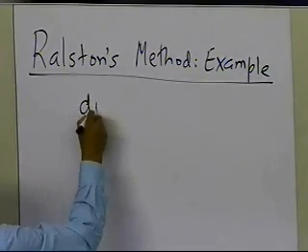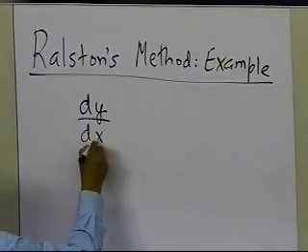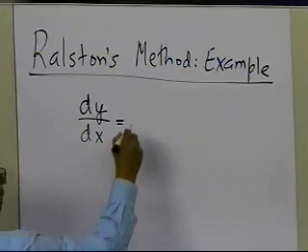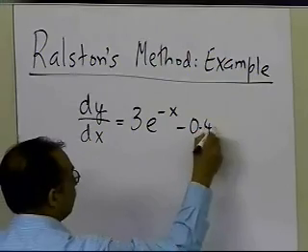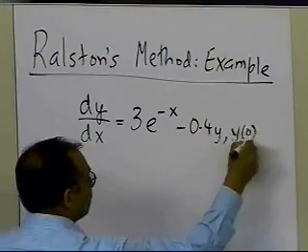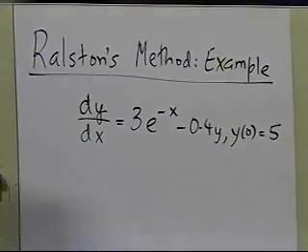The differential equation which we're going to solve for the example is given as follows: dy/dx equals 3e^(-x) minus 0.4y, y(0) equals 5. So that's given to us as the differential equation, and we want to use Ralston's method to find out what the solution to this one is.